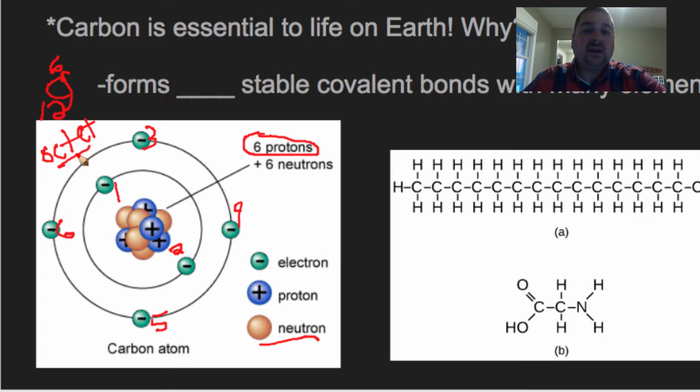Now remember, you may have heard the octet rule before with these valence electrons, and I mentioned it in the previous video, that you need to have a full valence shell or outer shell to be stable. Look, carbon has 1, 2, 3, 4 lonely electrons that aren't paired up. There are 4 spots where it can form a covalent bond with another atom.